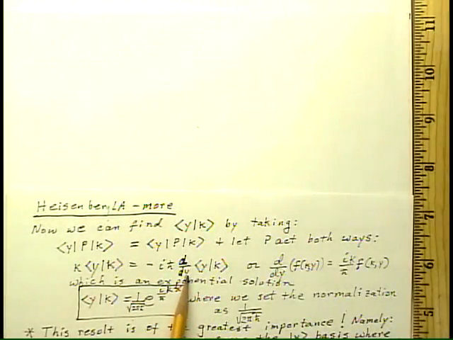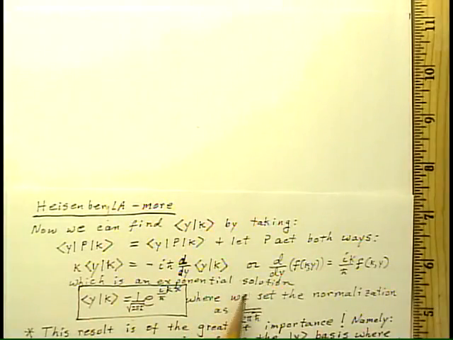In fact, we have reformed that by interchanging the two sides and writing d by dy of this function right here. And remember, this is a function of two real variables, y and k. So we can say the derivative with respect to y of this function is equal to, where I've multiplied by i over h bar, i times k over h bar times that function again. This has an exponential solution, e to the i over h bar k times y.